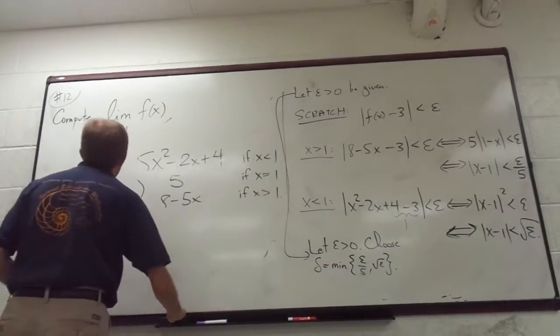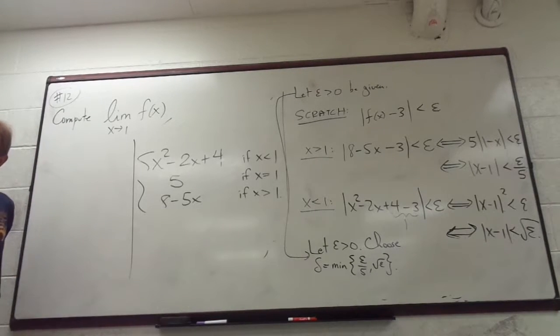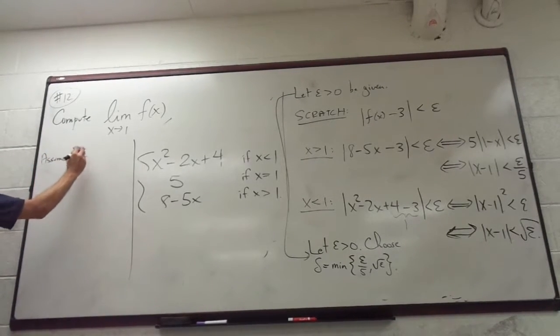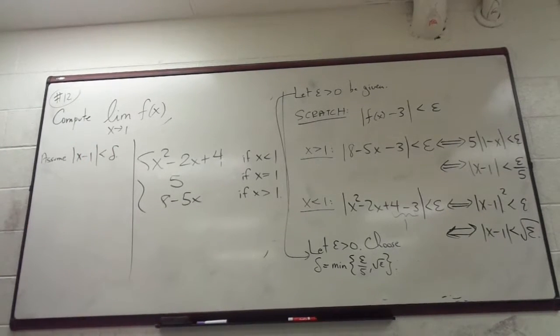Okay, and then we'll come over here and just check that it works. I think I'll squeeze that in right over here. So I'm going to check this delta. Let's assume that the absolute value of x minus 1 is less than delta. Be more careful. Assume that it's not 0 as well. Remember the definition of the limit? x does not equal 1.